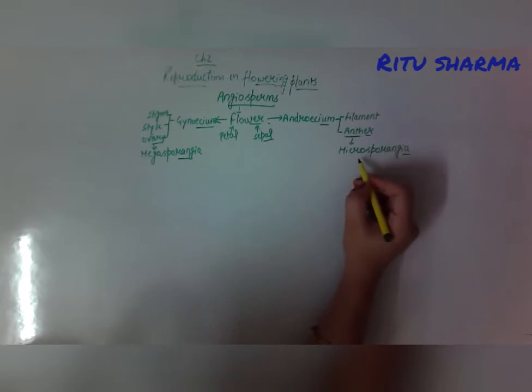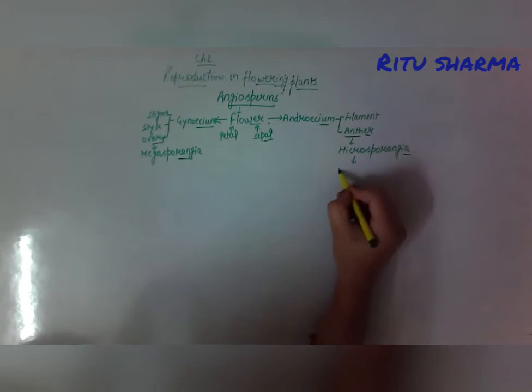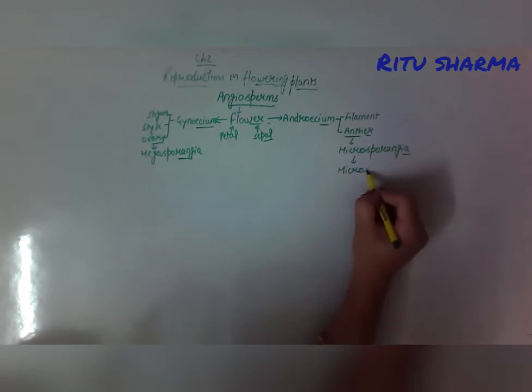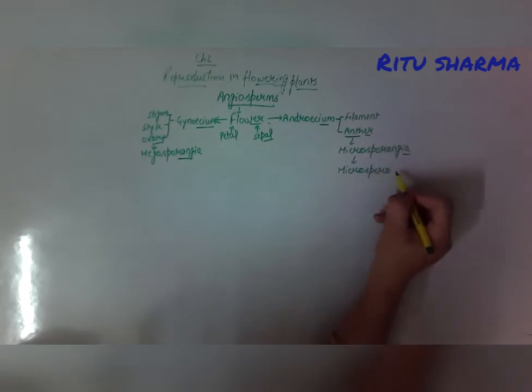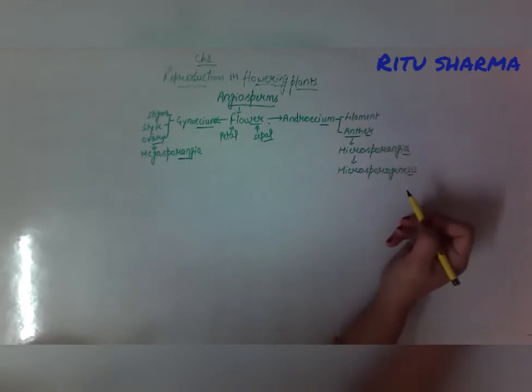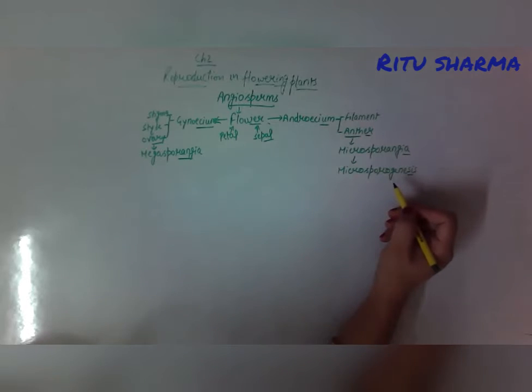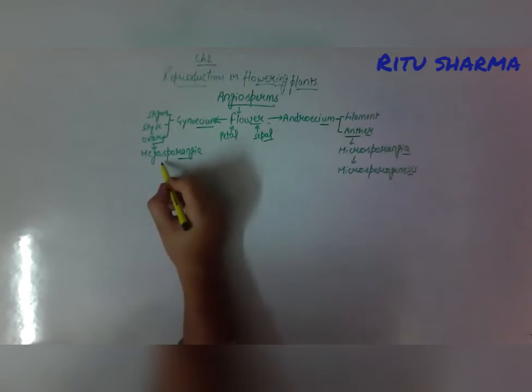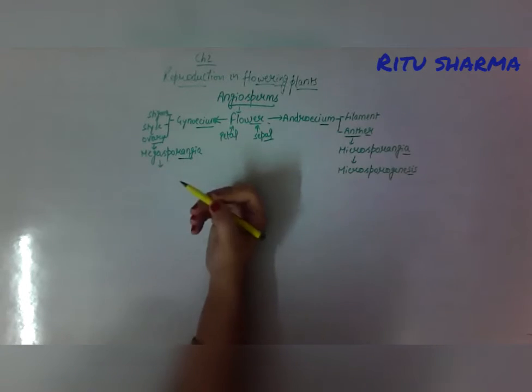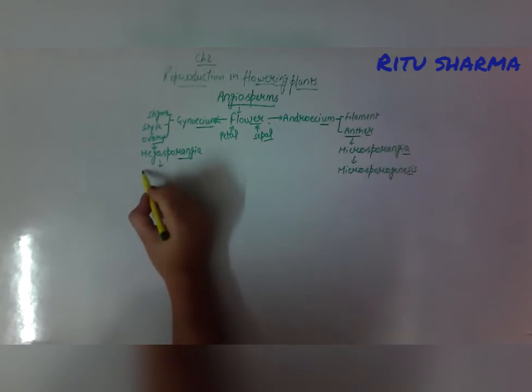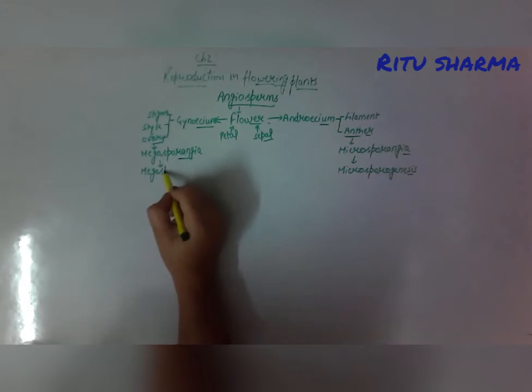Microsporangia undergo microsporogenesis to produce microspores, that means pollen grains. Same thing goes here: megasporogenesis to produce megaspore.